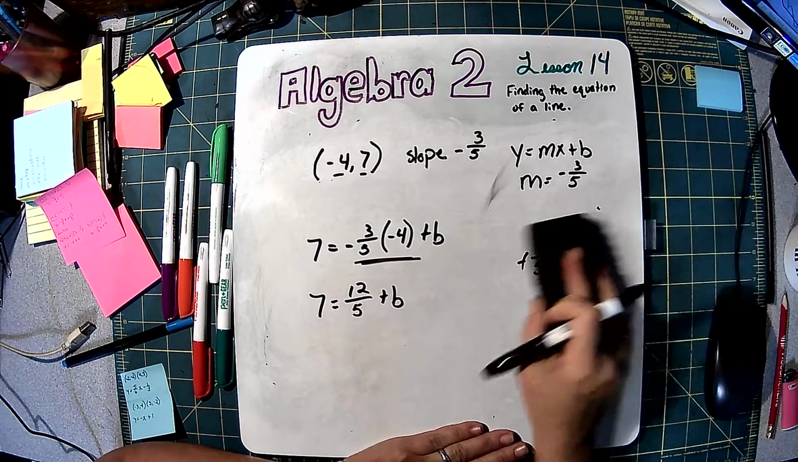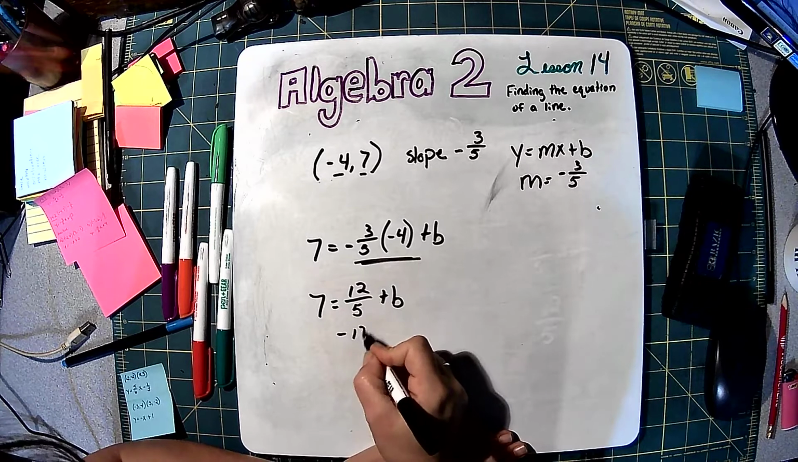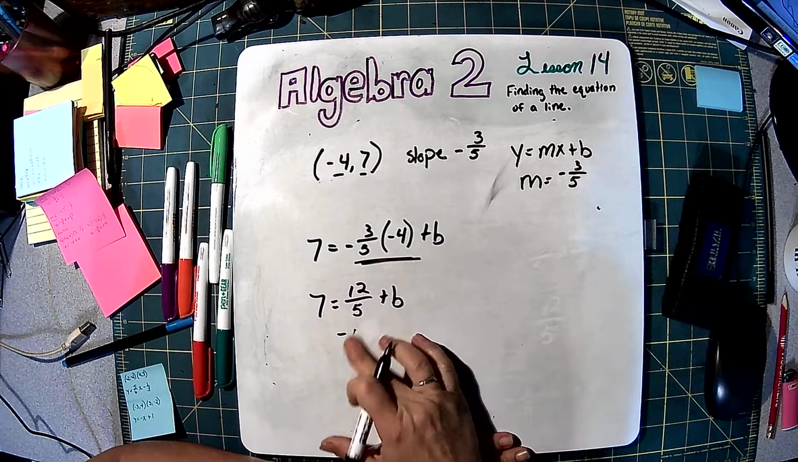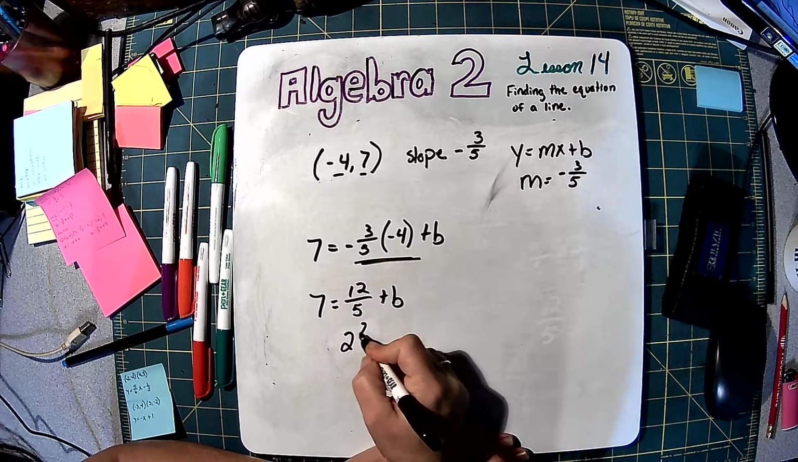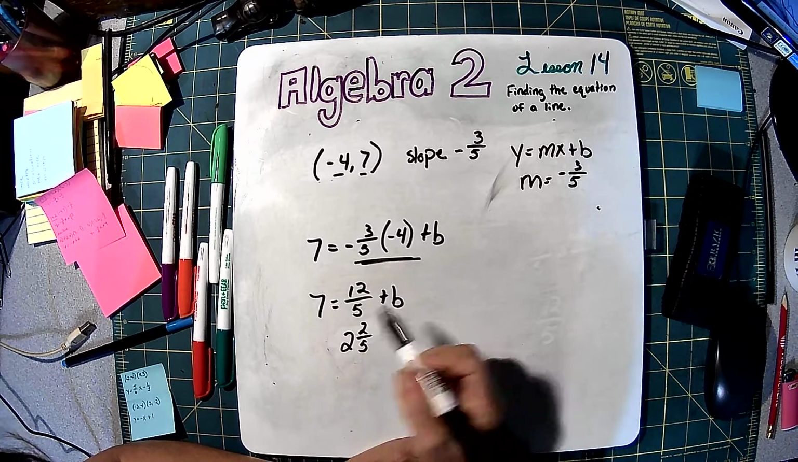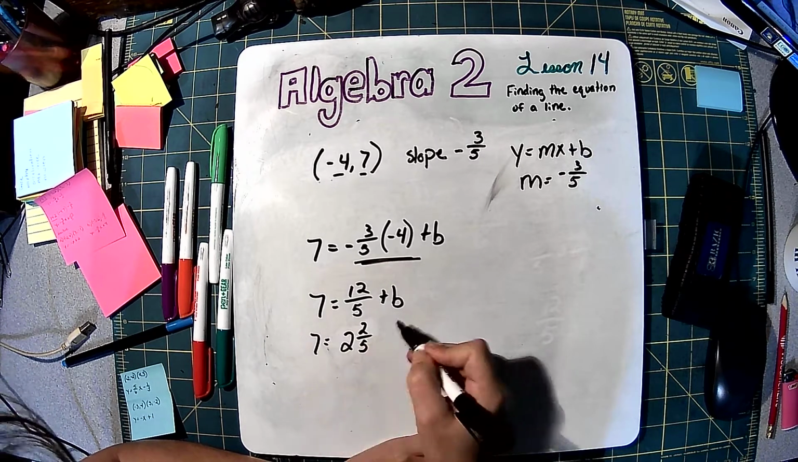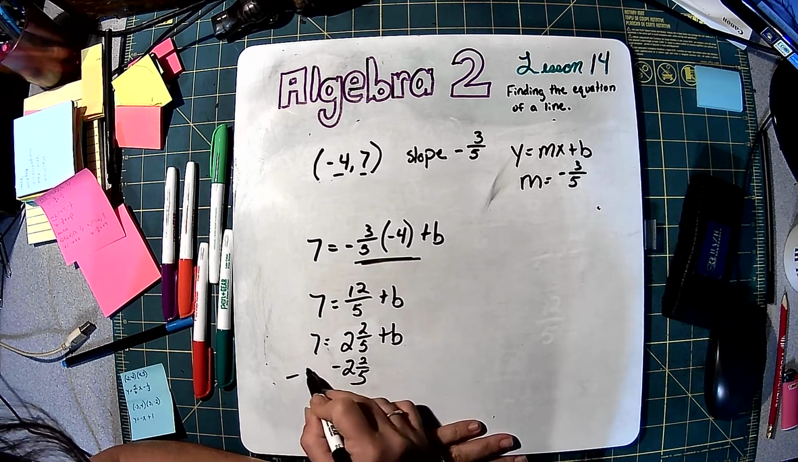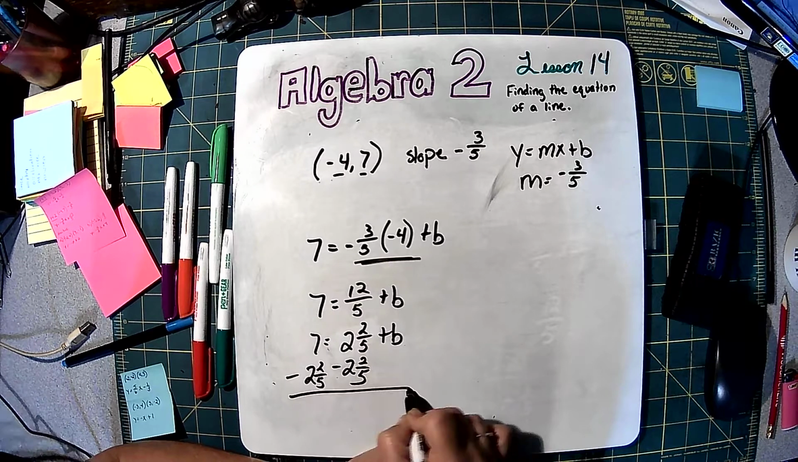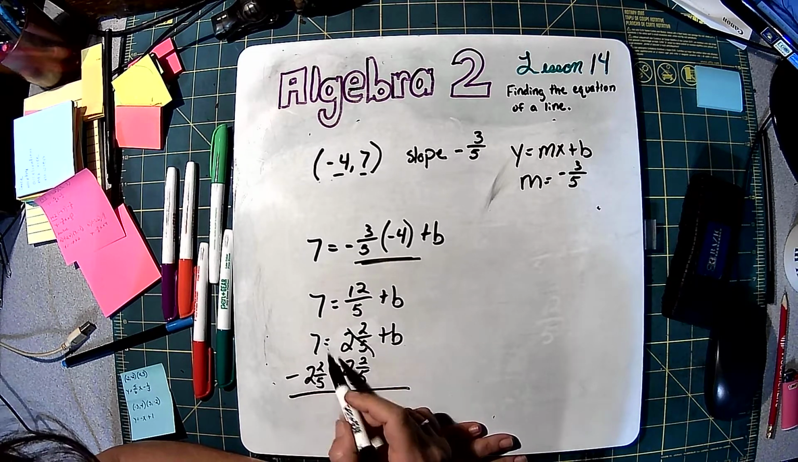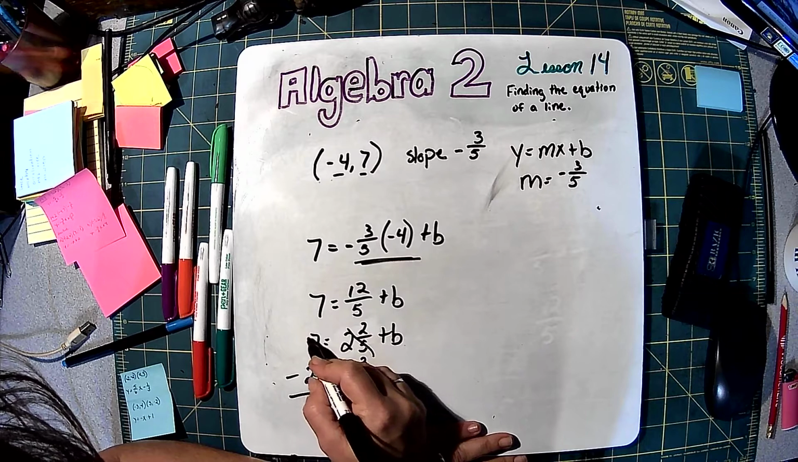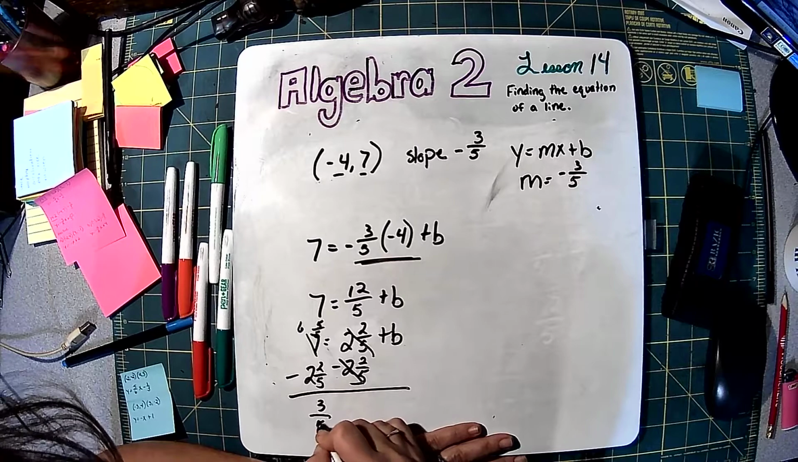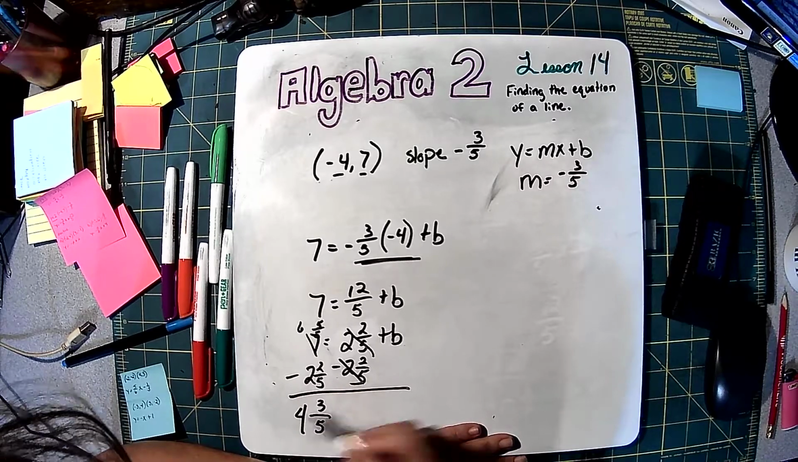Okay, now we're going to have to subtract. And 12/5 would be 2 2/5, right? Yes, 2 2/5. So 7 equals 2 2/5 plus b. Now we're going to subtract 2 2/5. And we're going to be left with, let's see, that'll be 6 and 5/5. 5 minus 2 is 3/5. 6 minus 2 is 4 3/5.